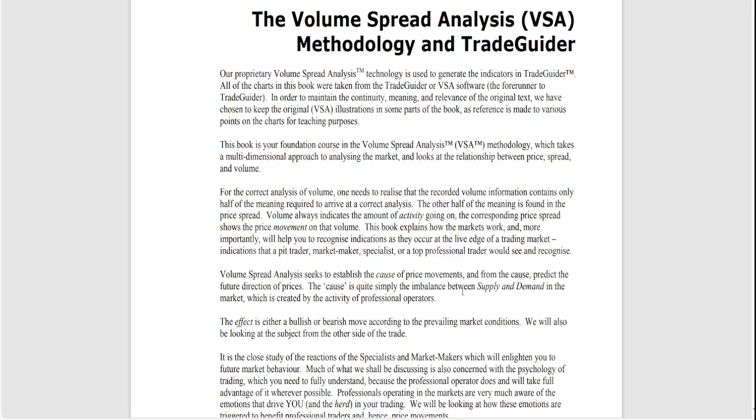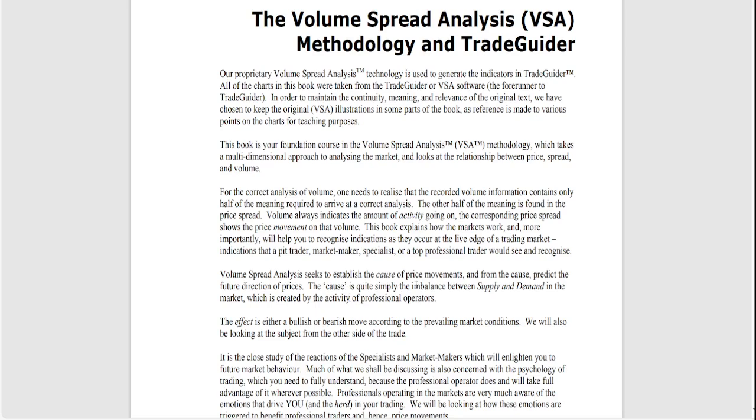So the cause is simply the imbalance of supply and demand. The market moves with the imbalance of supply and demand, and this imbalance is the cause, and that cause is judged by the volume spread analysis method. Then whenever there is a cause, there is an effect.